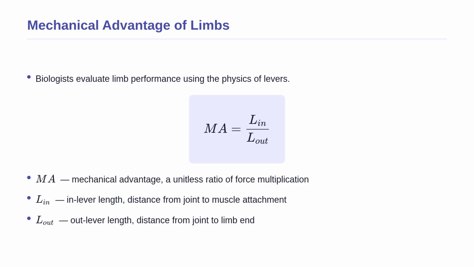Let us break down these symbols. MA is the mechanical advantage, a unitless ratio describing force multiplication. L in is the in-lever length, which is the physical distance from the joint to where the muscle attaches to the bone. L out is the out-lever length, the distance from the joint to the end of the limb, where it pushes against the ground. If L in increases, the limb produces massive force but moves slowly. If L out increases, the limb produces less force but moves incredibly fast.